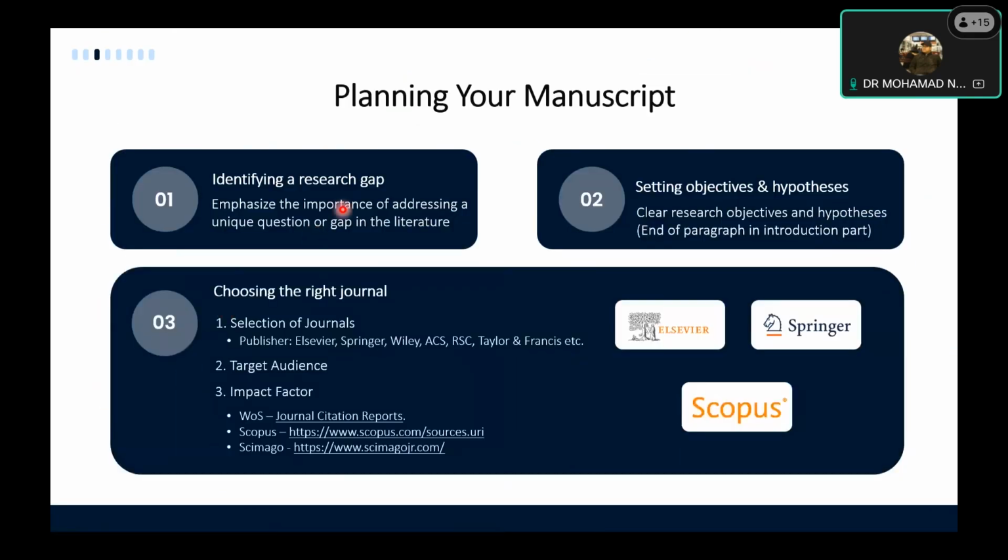Planning your manuscript: the first thing we have to do is identify the research gap. This is very important, what you want to highlight. The second is setting the objective and hypothesis. The research objective and hypothesis should be clear. For example, if you are doing natural products, what you want to highlight, the disease, the secondary metabolite that you isolate. For synthesis, what you want to highlight: develop new techniques, synthesize new compounds, synthesize new compounds with new applications, and so on.